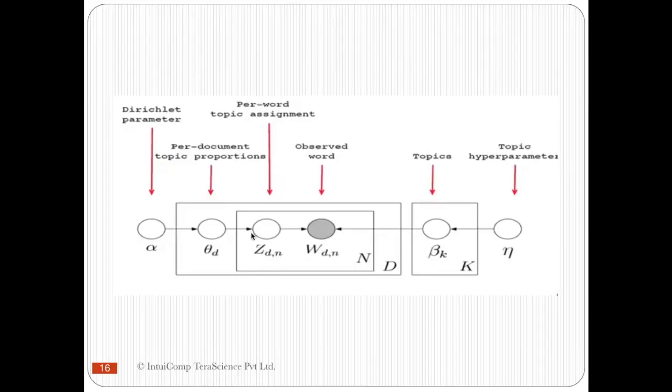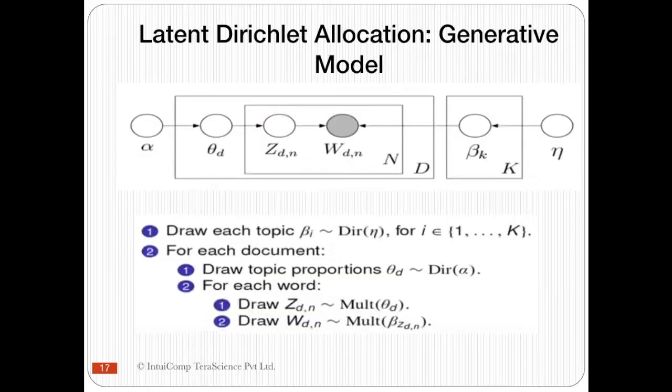Now, after this, we have the topic and we have the probability distribution of the topics. So we can try to find out which word this topic is corresponding to. So that is the observed word, that is our output. Let us look at this model again in much more detail.